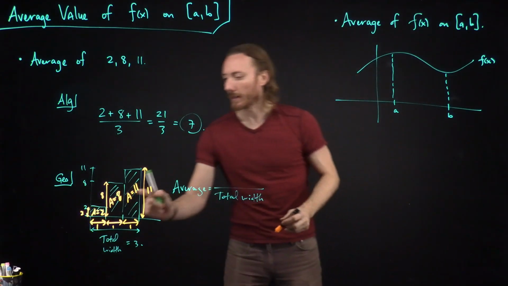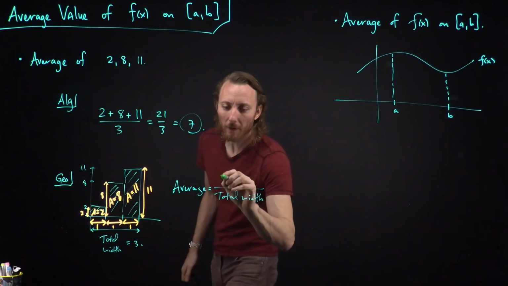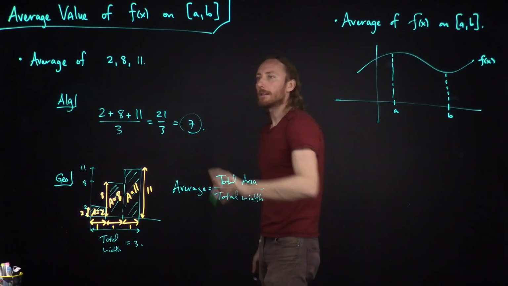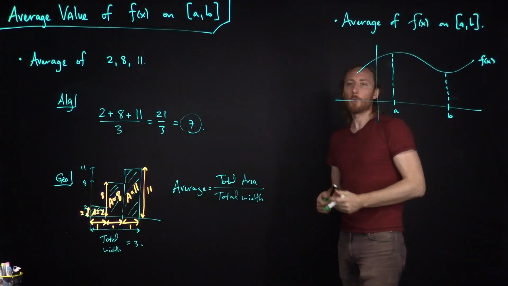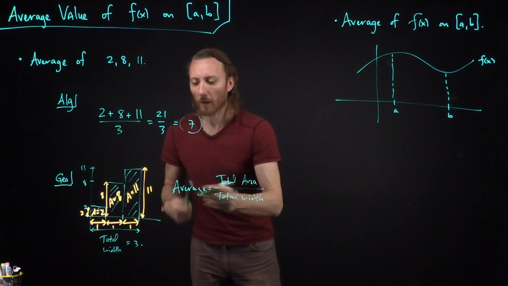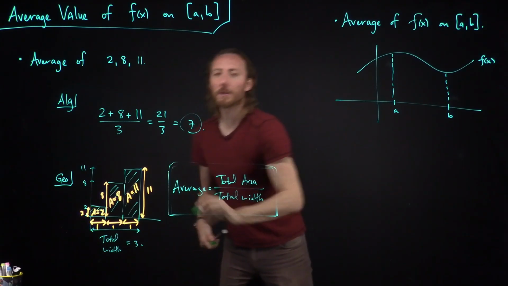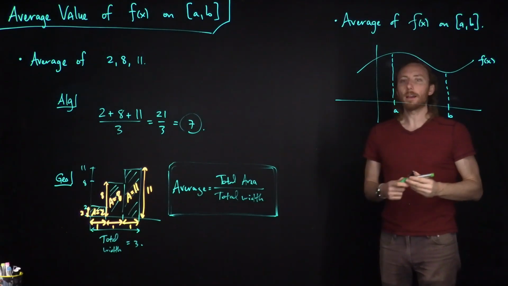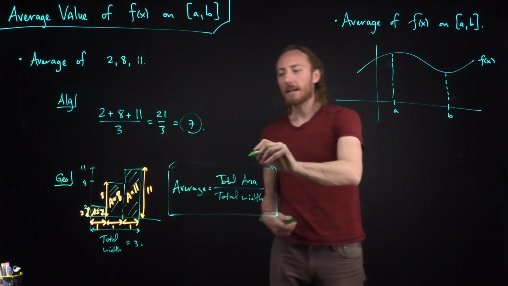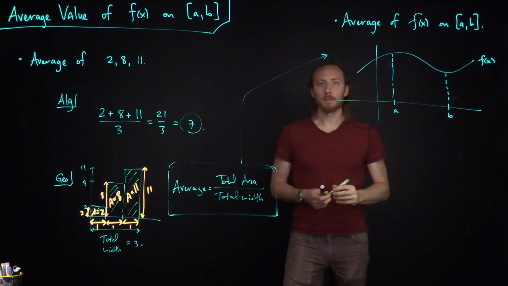But wait, if you've got area 2, area 8, and area 11, notice the total area is 21, which was the numerator of our algebraic computation of average. So with this being said, we now have a geometric interpretation for average as total area divided by total width. If I may, let's take this analogy and extend it now to a function.